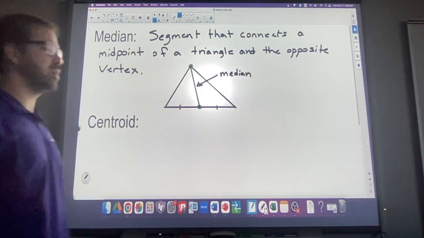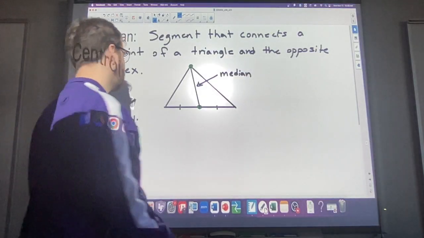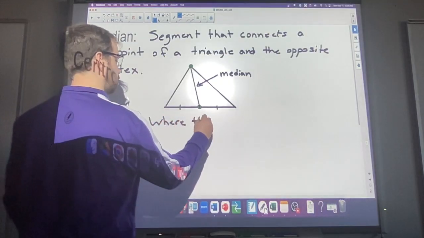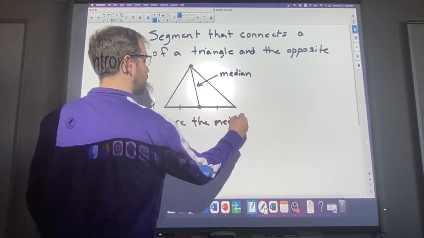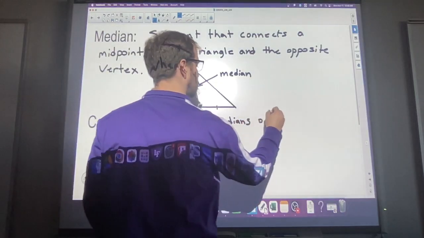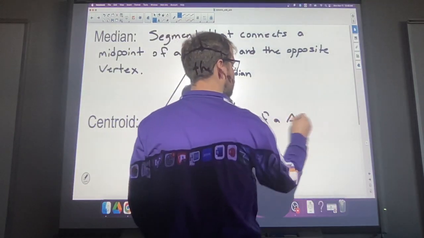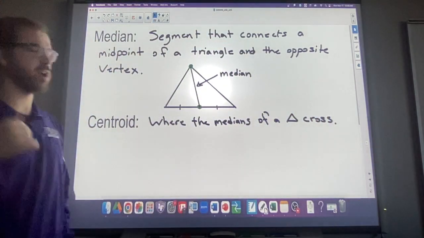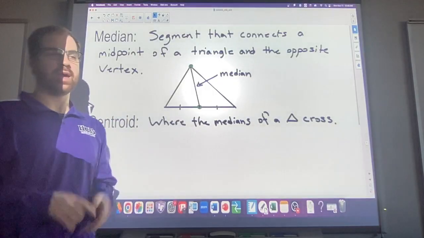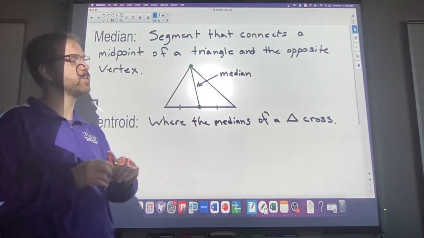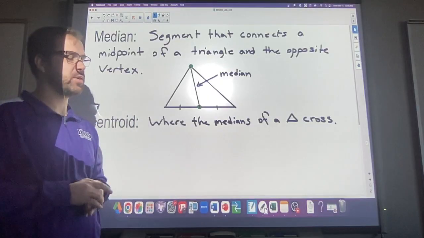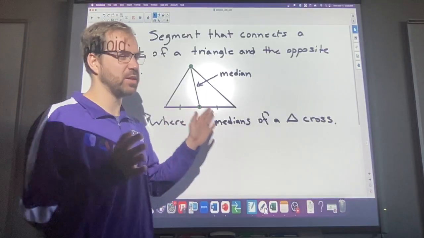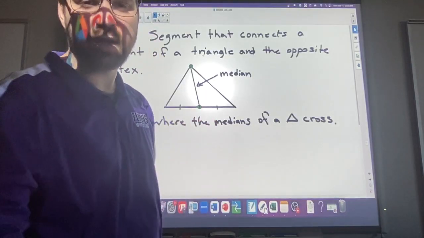All right, so from the medians, if I make 3 of them, I get what's called a centroid. And this is where the medians of a triangle cross. Okay, so let's draw another triangle. Let's do 3 medians this time. And if you do it correctly, you don't mess up or go way off from where your point was, you should end up with them crossing at one point. Now, if your midpoint's off by a little bit, that's fine. It can't be perfect, but do your best.